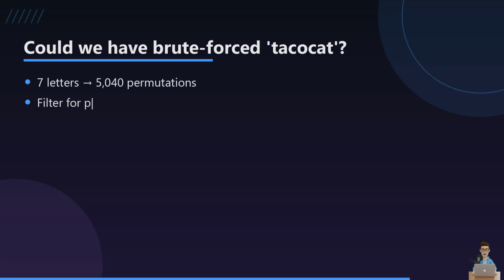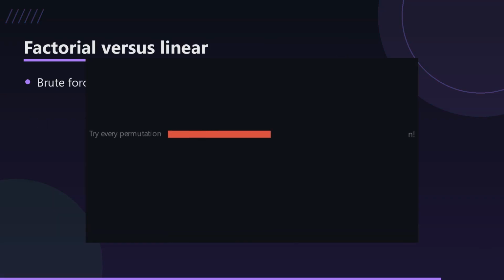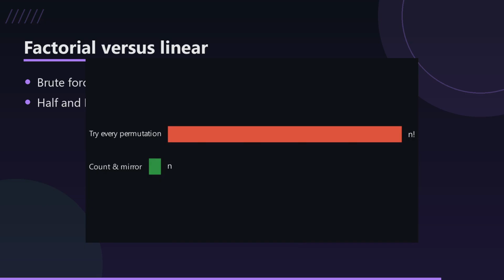For tacocat, brute force would generate all 5040 orderings, filter for the palindromes, and pick the smallest, totally doable by hand. But this exact approach is what falls apart the moment strings get long, which is exactly what we compare next. Brute force costs big O of n factorial, because you're generating every ordering of n letters. The half and mirror trick costs big O of n, 1 pass to count and 1 pass to build. Past the handful of letters, factorial time isn't just slower, it's impossible to finish.